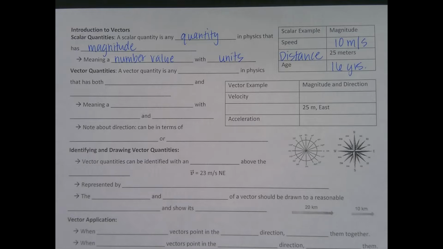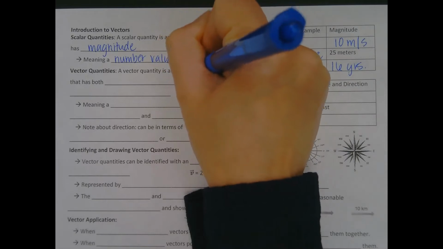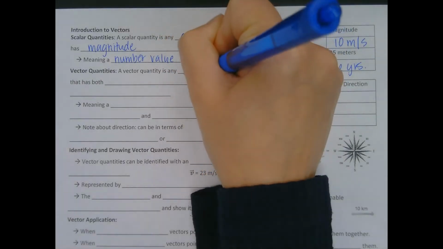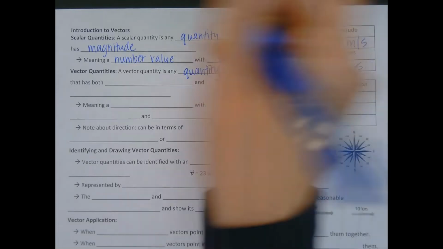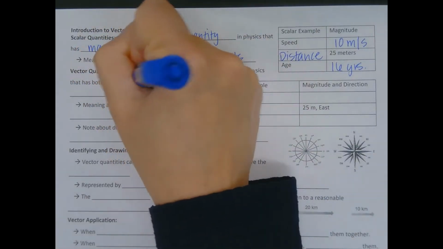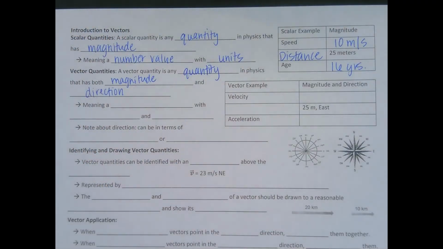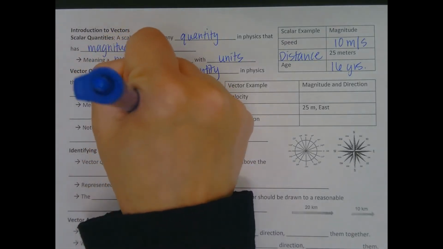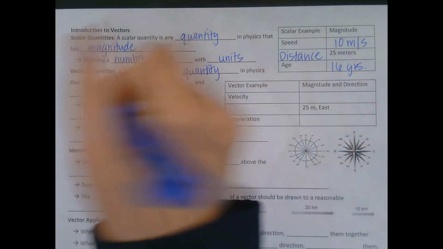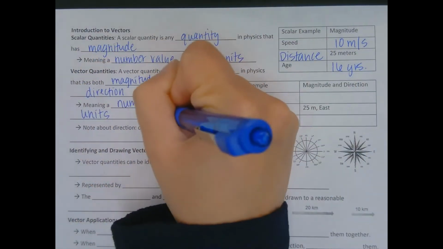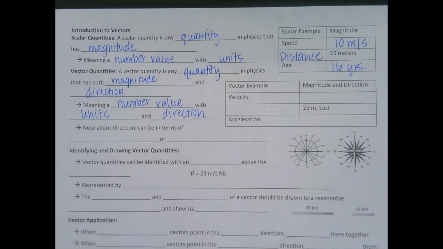Okay, and this is a little different than a vector because a vector quantity is any quantity in physics that has both magnitude and direction. And this is what we talked about last unit, when speed versus velocity. So meaning that it has some number value with a unit and direction. So now it's a number, a unit, and a direction.